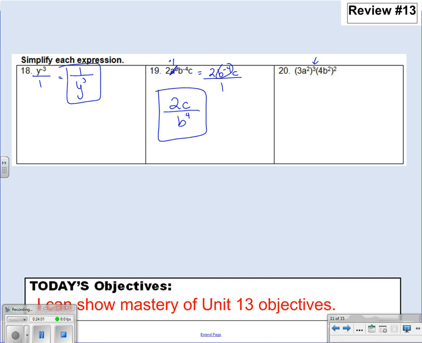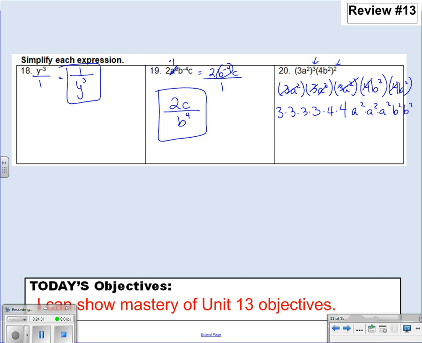Number 20, we have an exponent on the outside, which means stamp it out. 3a squared, we're going to do that 3 times. Have an exponent outside the parentheses, stamp out the parentheses. B squared, 4b squared. Put our numbers together, 3 times 3 times 3 times 3 times 4 times 4, followed by our a's, a squared times a squared times a squared, and then b squared and b squared. Multiply 3 times 3 times 3 times 3 times 4 times 4. It's going to be 432.